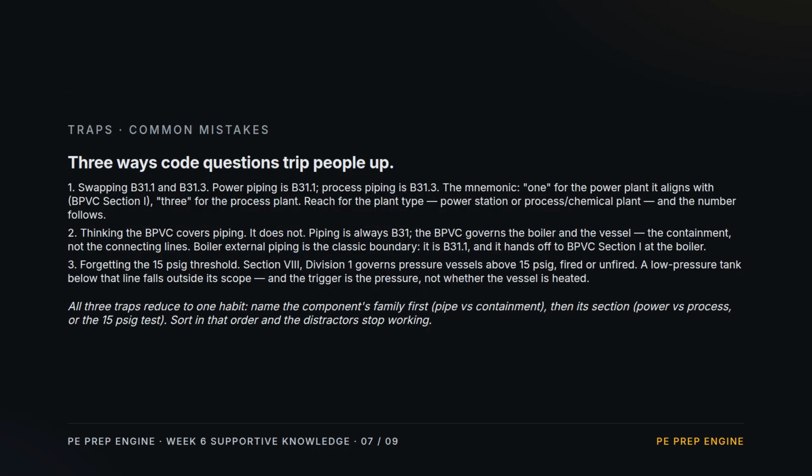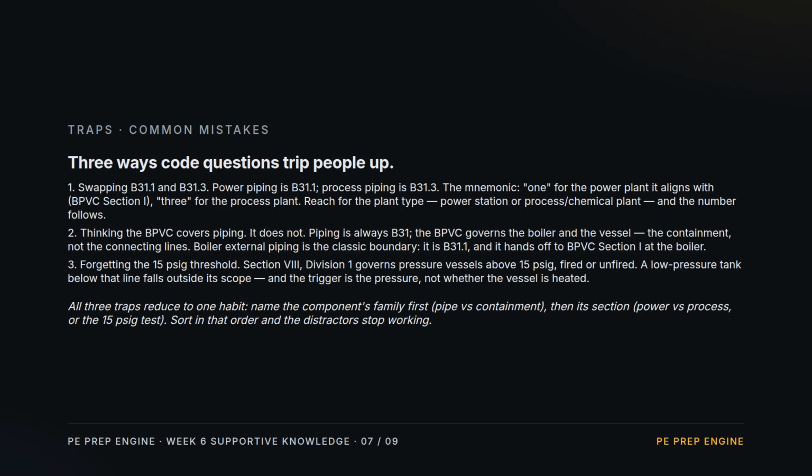Three traps. One. Don't swap the piping codes. Power piping is B31.1, process piping is B31.3, anchored to the plant type, and the number follows. Two. The boiler and pressure vessel code does not cover piping. Piping is always B31. The BPVC governs the containment, the boiler and the vessel. Boiler external piping is the classic boundary. It's B31.1 and hands off to Section 1 at the boiler.